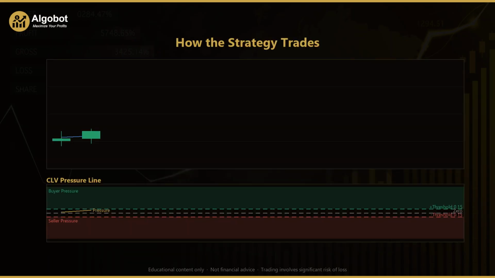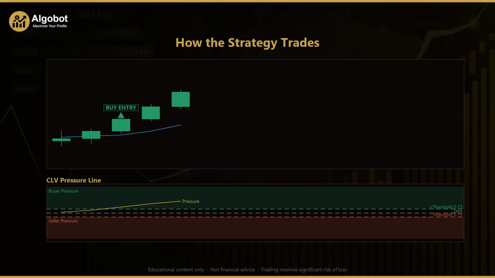Let's bring this to life on the chart. Along the bottom, you can see the pressure line in gold, our exponential moving average of the close location value. It swings between -1 and +1, and I've drawn the positive threshold at 0.15 and the negative threshold at 0.15 below zero. On the price chart itself, the blue line is the EMA baseline, our trend filter. Look at the first couple of candles. Price is drifting sideways and the pressure line sits close to zero, right in that neutral, indecisive middle. Neither side has taken control, so the strategy simply waits.